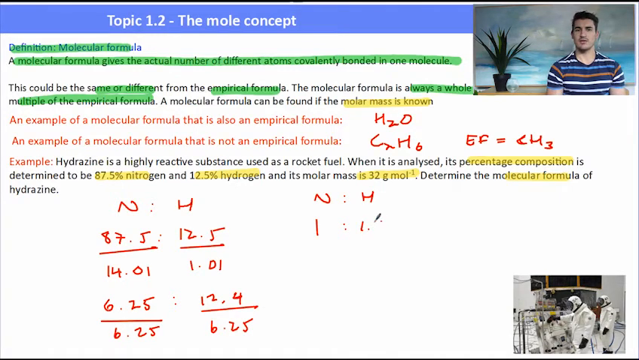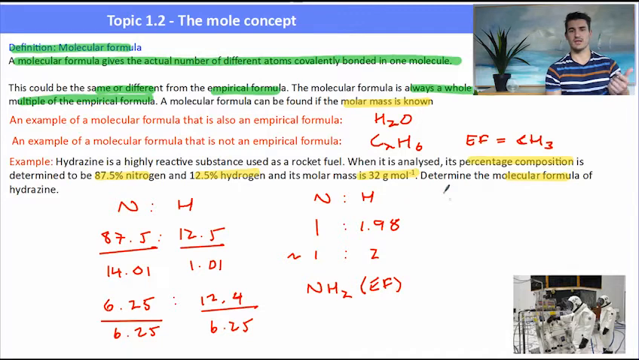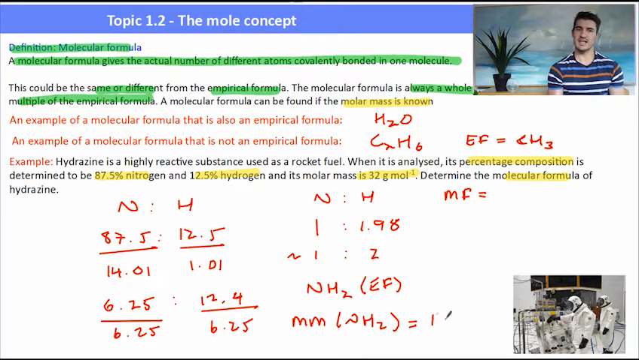Now to work out our molecular formula, we need to use the molar mass. What we will do here is try and work out the molar mass of the empirical formula. So the molar mass of the empirical formula would be nitrogen plus 2 hydrogens, and that's going to give us a value of 16.03.